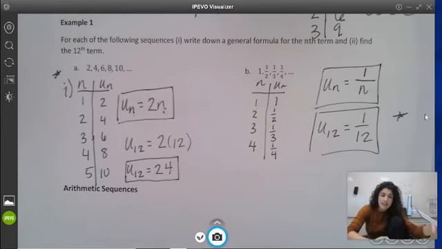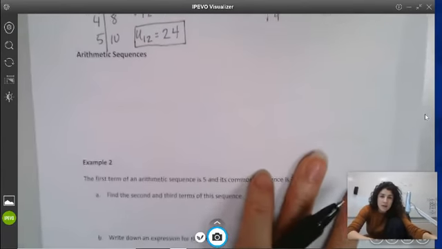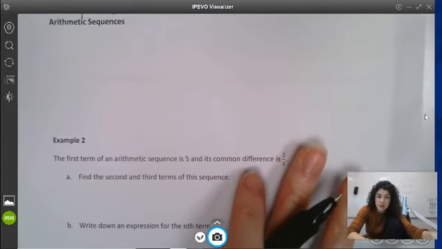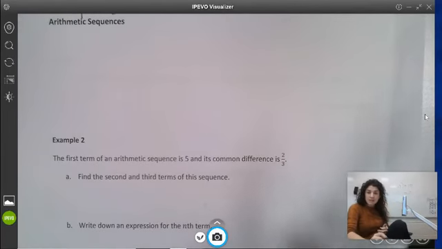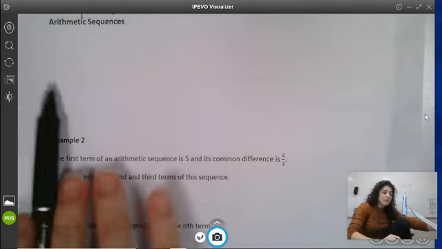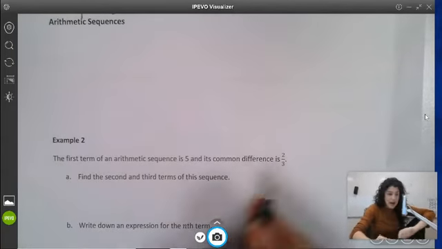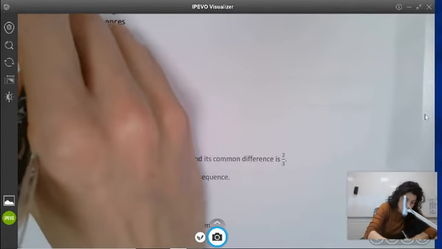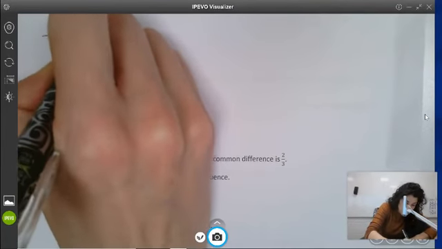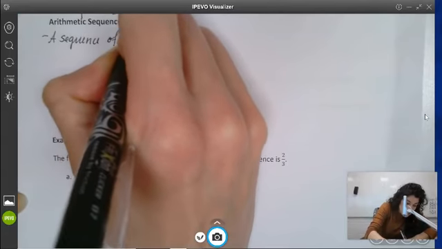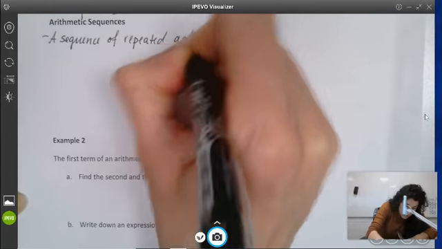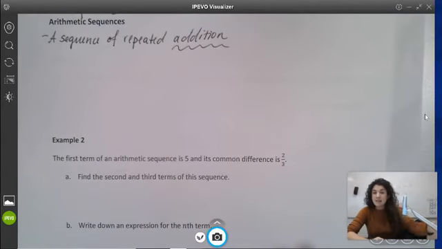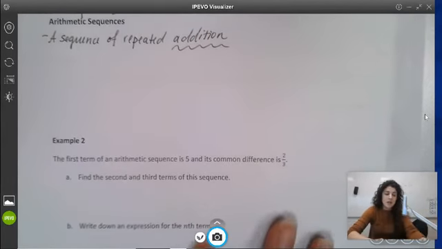Sequences, that's the general idea. These are the kind of things that we're going to be doing. There are going to be 2 types of sequences and series that we look into in this class. The first one is arithmetic sequences. The other one is going to be geometric sequences, and they each follow different patterns. An arithmetic sequence is a pattern or a sequence of repeated addition. Geometric is going to be a sequence of repeated multiplication.